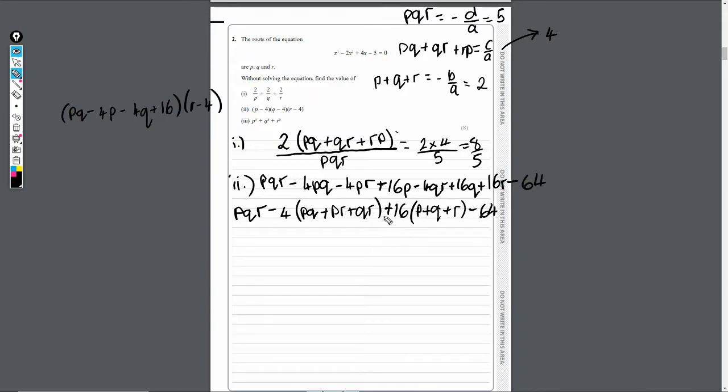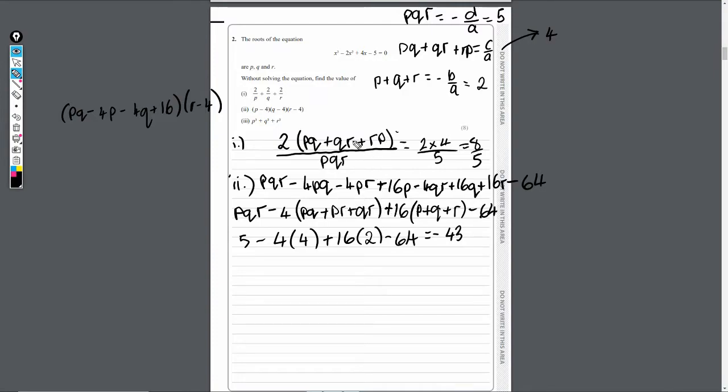Because this PQ plus PR plus QR, we've got that here, that's 4. So what I've got now is PQR, which is 5, minus 4 lots of 4, because that's 4. So that's minus 4 lots of 4. And I've got 16 lots here, so plus 16 lots of 2, because P plus Q plus R is 2. And then finally we've got a minus 64 at the end. And if you evaluate all of that, you're just going to get minus 43. And there we have it. That's the second part done.